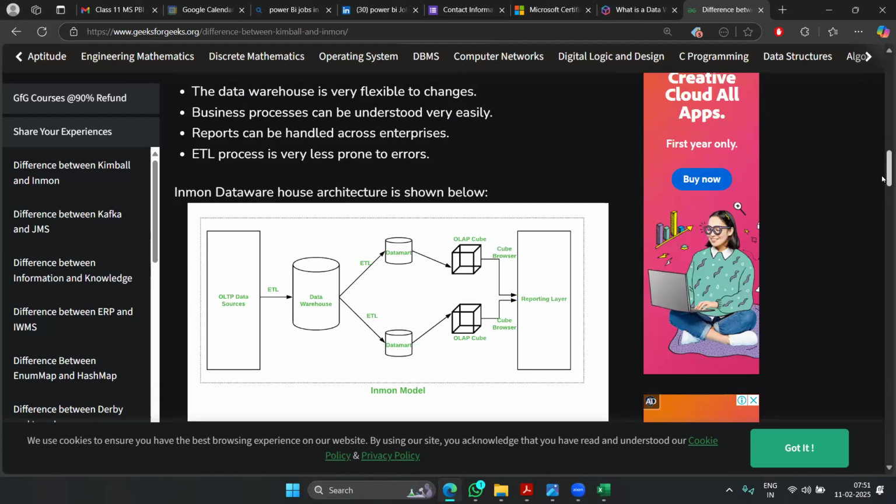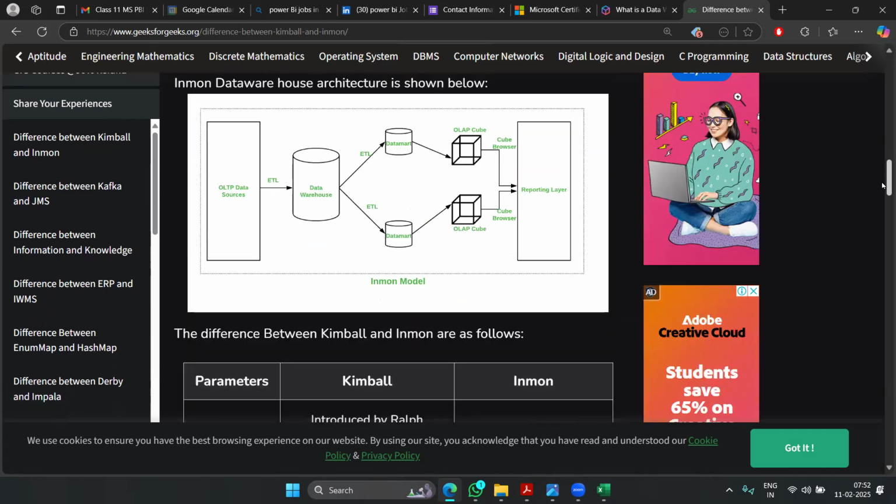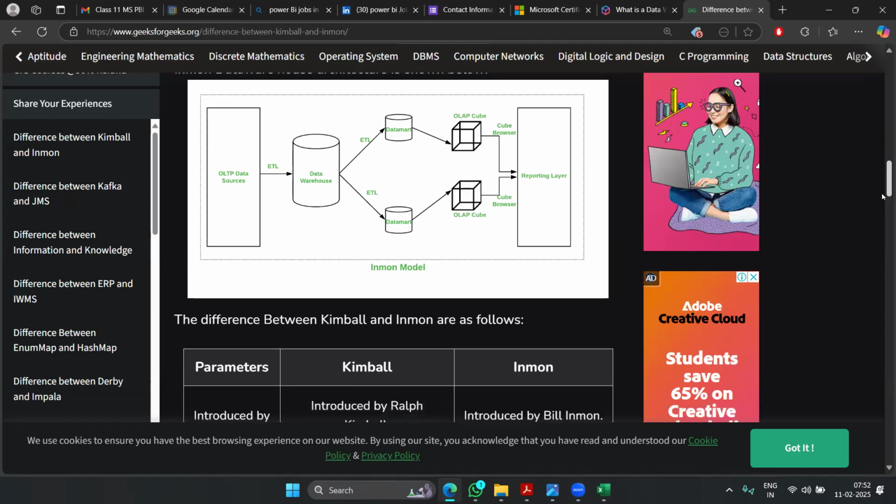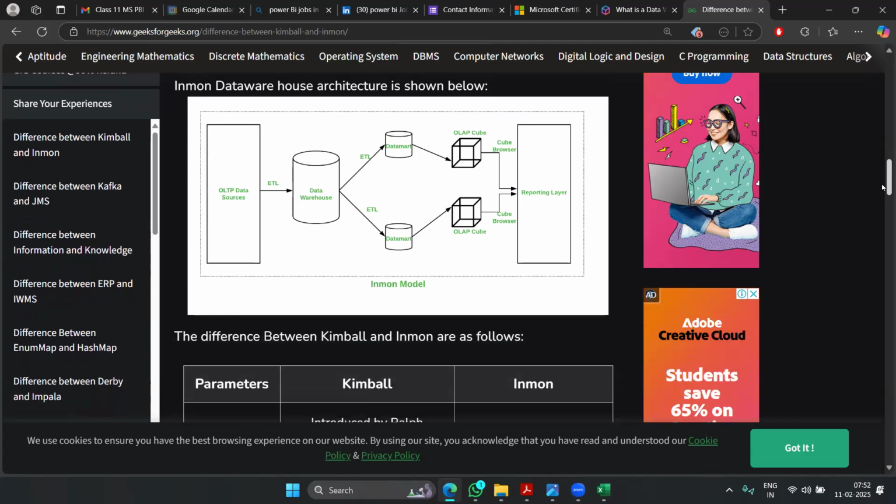Okay, let me put my thoughts. What I feel is that both are successful. That is the reason that after decades we are still learning both of them, because they have their advantages and disadvantages. If your organization has the capability to build Inmon and wants to make sure everything is kept in one place, then they go with Inmon. In our organization, we are following the Inmon approach.